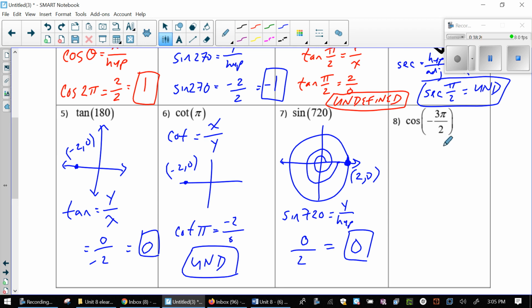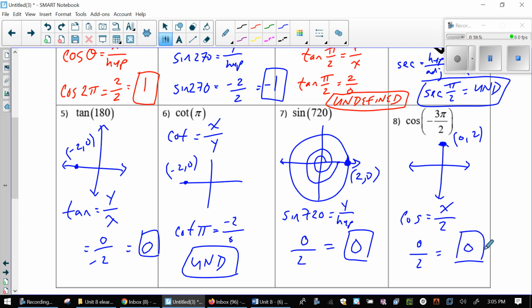All right, and the last one here. -3 pi over 2 means we're going to go down. So -3 pi over 2 is going to put me right up there, and our coordinates are going to be 0, 2, and cosine is going to be our x-coordinate over 2 in this case, because that's our hypotenuse, our radius, and that's going to be 0 over 2, which is just 0. All right, so there you go.